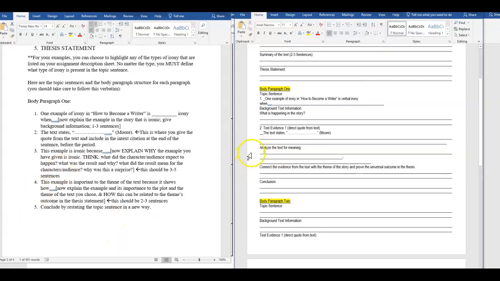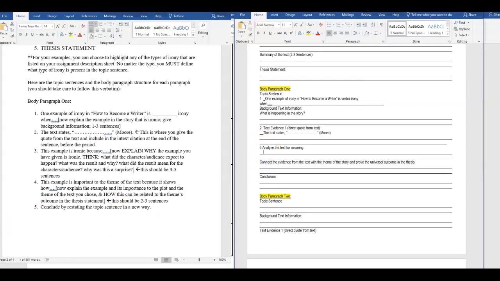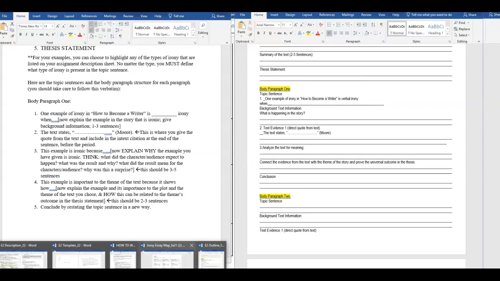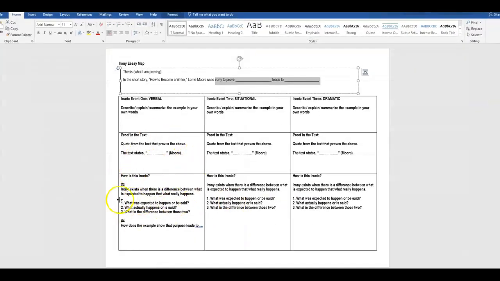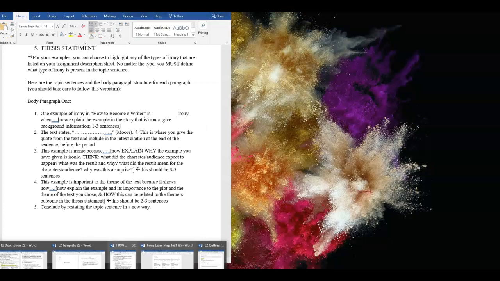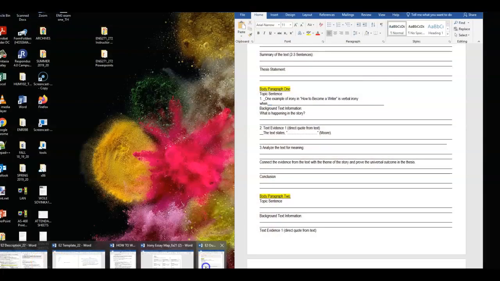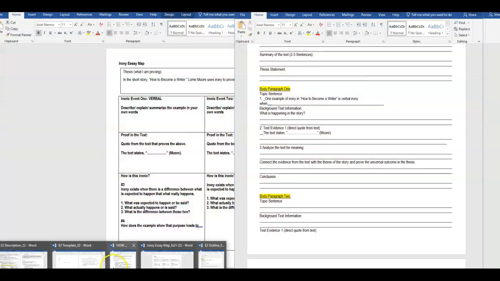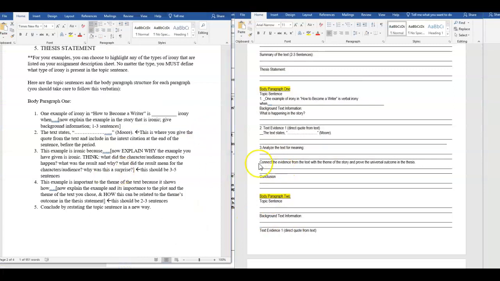From your map, you're going to put in what you have started on your map right here. Irony exists when there's a difference between what is expected to happen and what really happens. So in that section, you're going to answer all of those questions in paragraph form. Let's go back. Connect the evidence from the text to the theme.